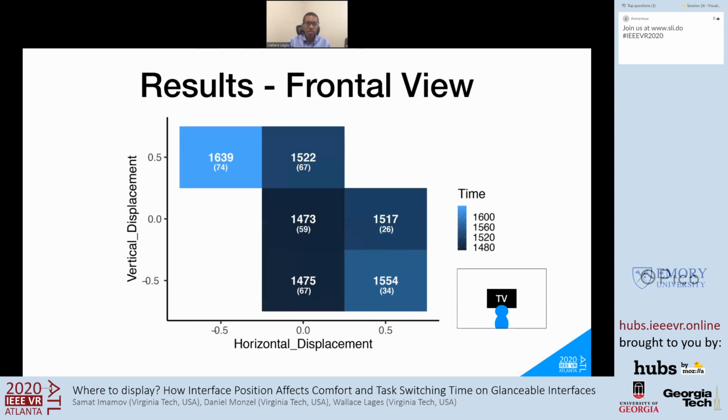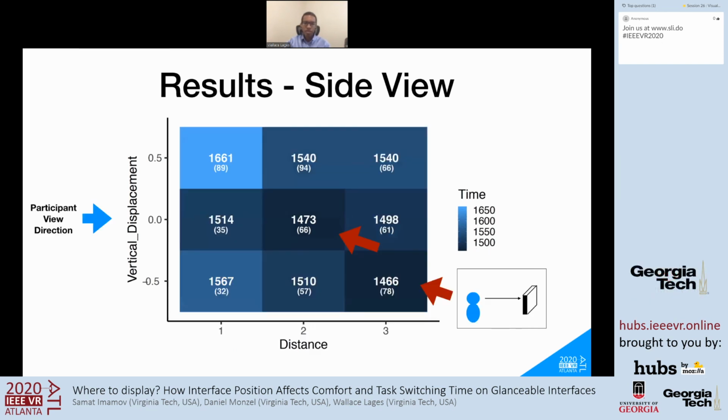These are the mean switching times and standard deviations for the different vertical and horizontal angles for the frontal view. The y-axis here is the vertical displacement and the x-axis is the horizontal displacement. In other words, this is the view from the perspective of the participant. Darker means faster. So the center and lower positions were faster than up and down. This is the same plot, but now from a side view. The y-axis is still vertical displacement, but the x-axis is now distance. The lower position closer to the TV was faster, and the higher position closer to the user was the slowest.